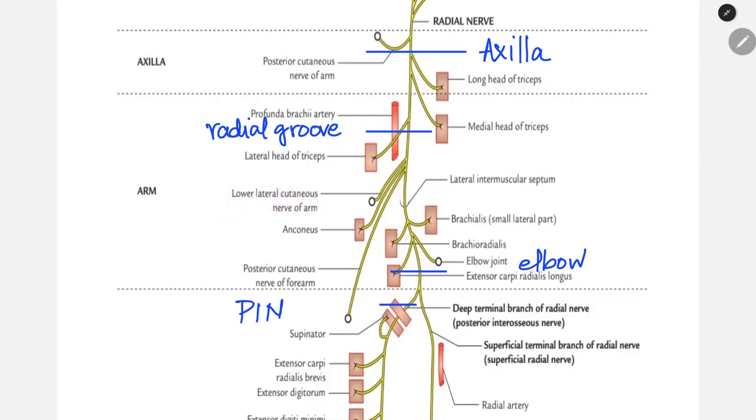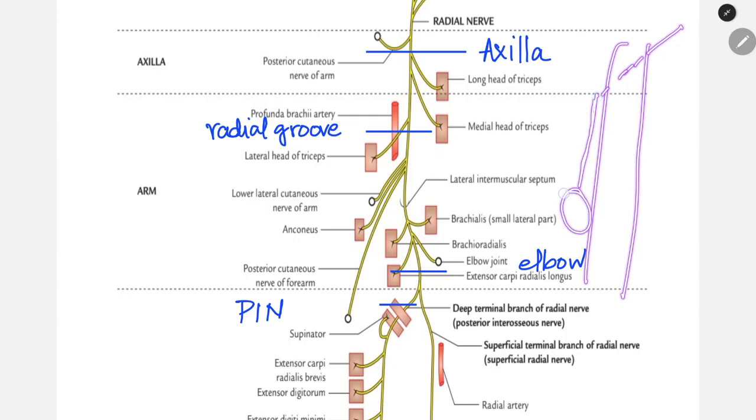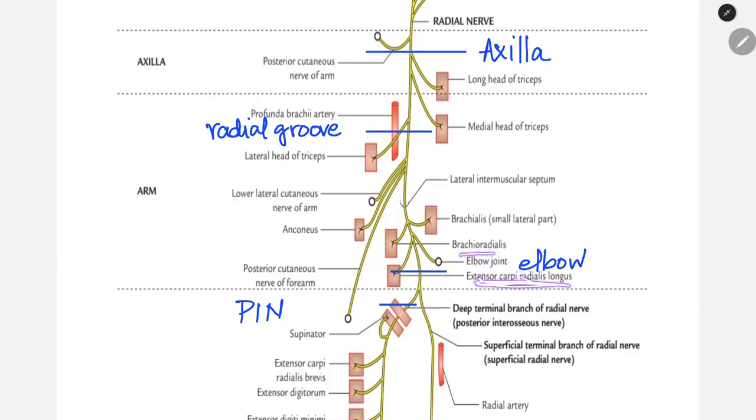So one cutaneous branch it gives. And at the elbow, see, this is the arm. The axilla it has crossed, the radial groove it has crossed, and it comes on the lateral aspect of the arm, and here it pierces the lateral intermuscular septum and comes on top of the lateral epicondyle. Before coming, it gives two branches to two main muscles, that is brachioradialis and extensor carpi radialis longus. Then it pierces the lateral intermuscular septum and comes on the anterior aspect of the lateral epicondyle.